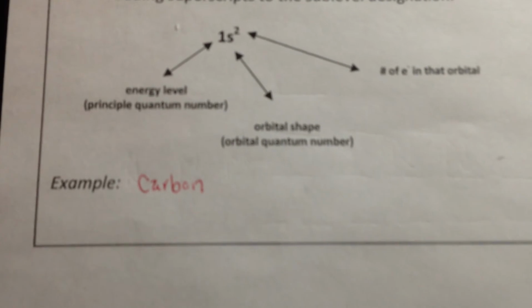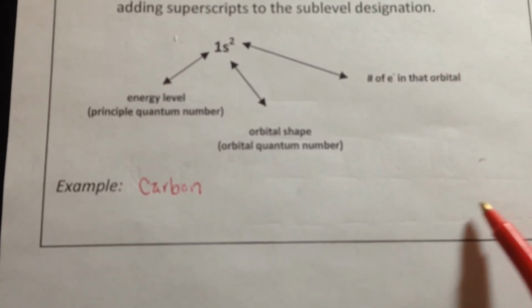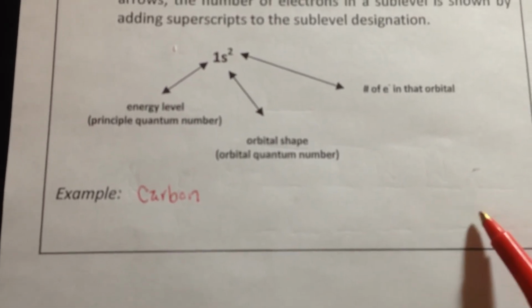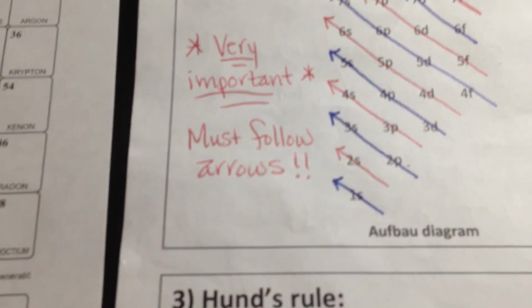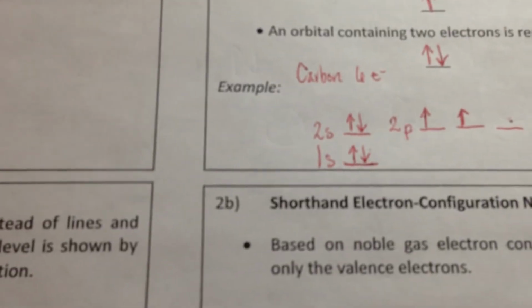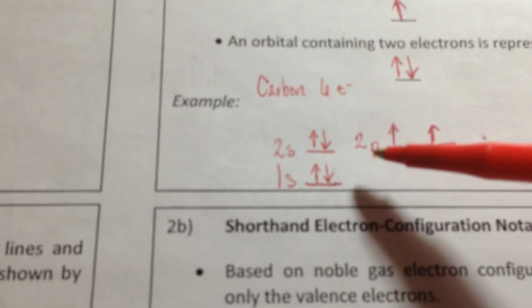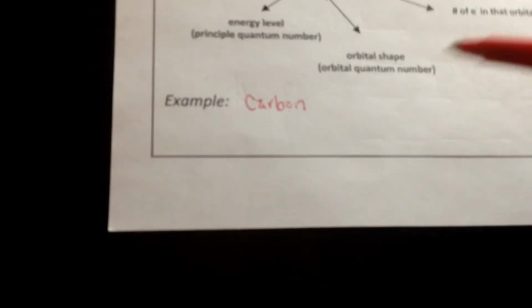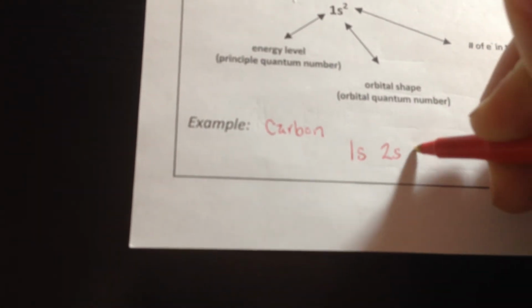Now Aufbau's principle still applies here. We have to start our configuration with the lowest energy, and as we move from left to right, we're going to get to higher and higher energies. So according to Aufbau, as we know, we have to start with the 1s, then the 2s, and then the 2p. So I'm going to list those orbitals out, just like I have here. I have my 1s orbital, my 2s, and my 2p.